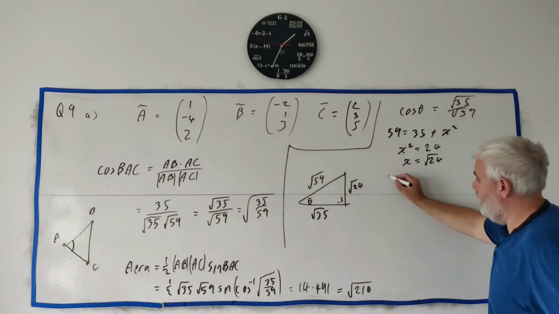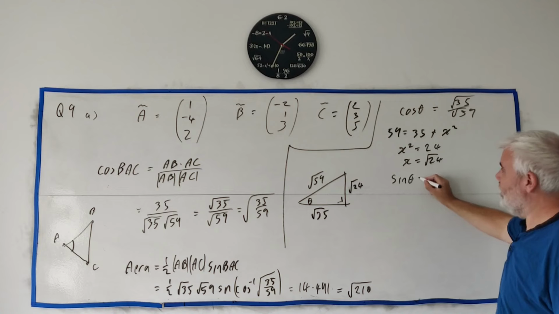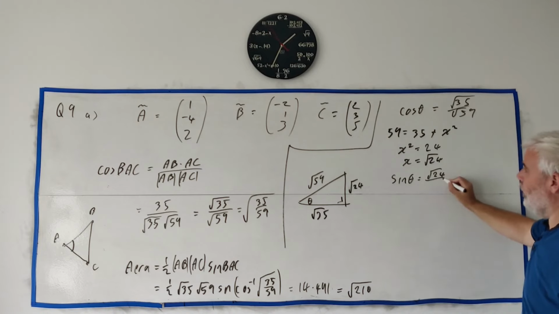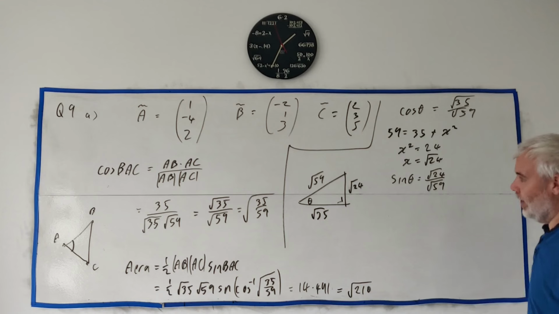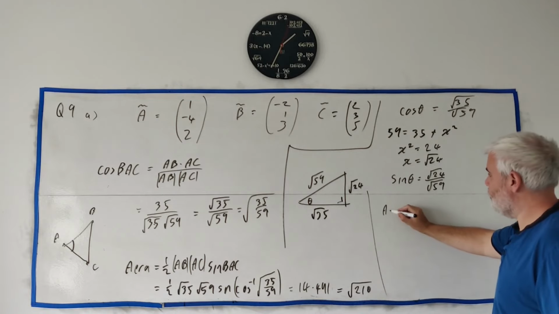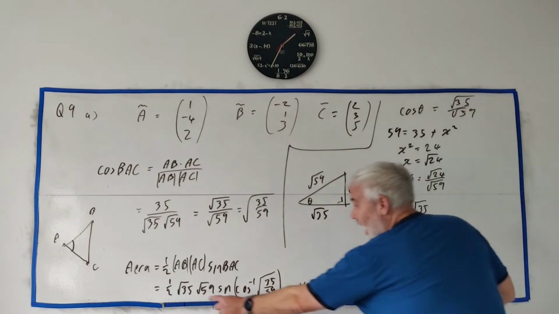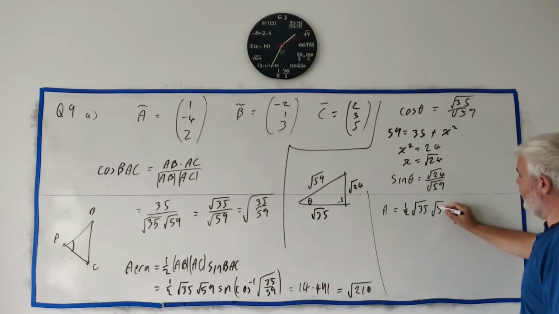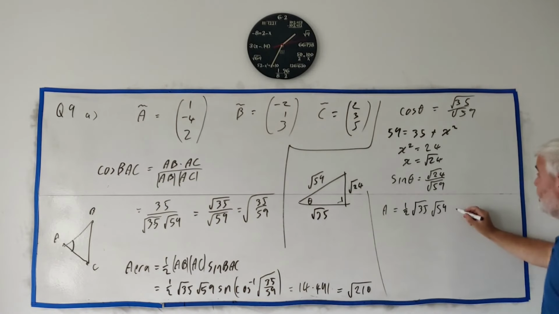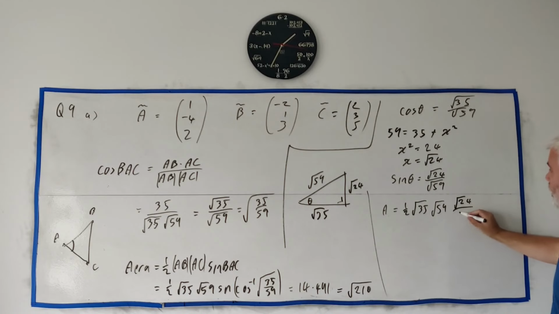So sine theta, which I want to be able to do this question, sine theta is equal to square root of 24 over square root of 59. So let me write this formula again. The area, I'll just write A, is equal to a half the square root of 35, the length, times the square root of 59, another length, times sine of theta, which is just square root of 24 over square root of 59. Square root of 59's cancel.